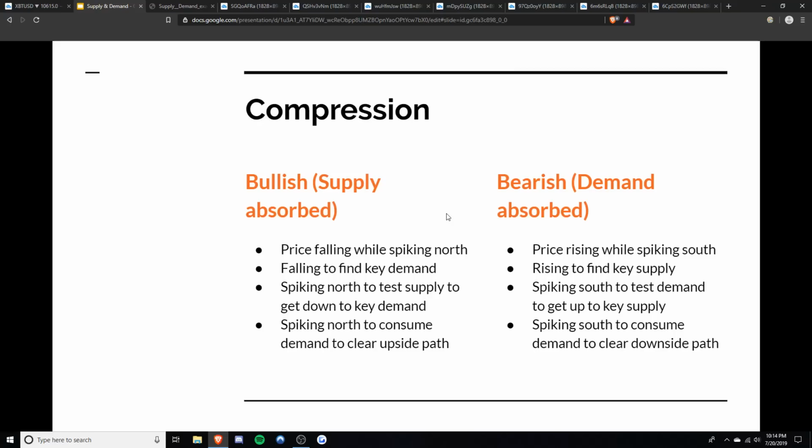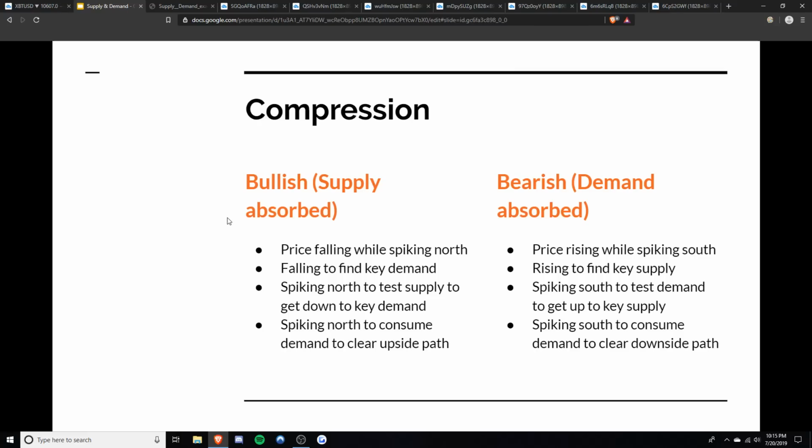If all this sounds confusing, I have examples on the next slide to help you understand it a little better. But basically, it's falling to find a key demand zone so it can reverse. But while it's doing that, it's also spiking north, and that's doing pretty much two things. It's testing lower time frame supply zones to give it enough selling momentum so it can get to that key demand zone on a higher time frame to reverse price, reverse the trend.